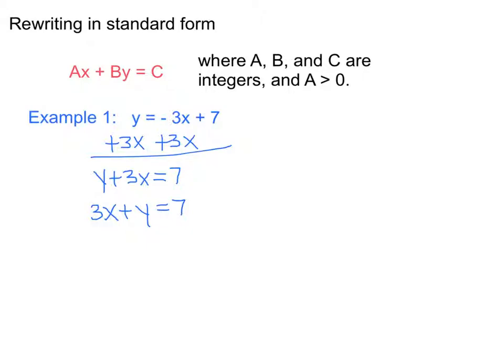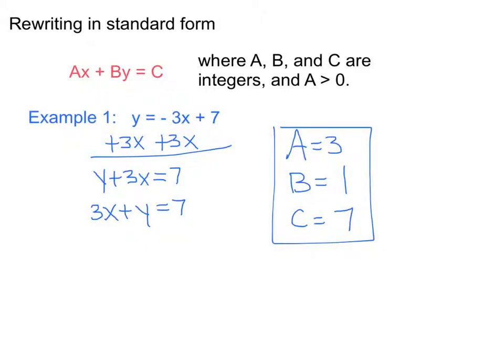Now we want to identify a, b, and c. So remember, a is the coefficient of the x term. So a is equal to 3, b is the coefficient of the y term. So that's 1 because it's 1y. And c is the constant term in standard form, which is on the right side, and that's 7. So that's a, b, and c. The nice thing about having to identify a, b, and c is now you can make sure that you've satisfied all of these requirements.